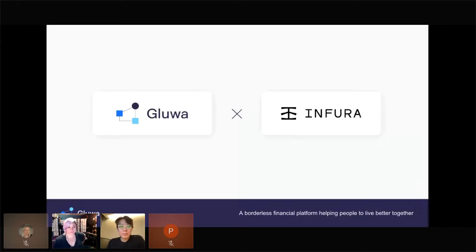Hi, I'm Tay, CEO of Gluwa. I'm happy to be here for Infura's Developer Community Meetup. Fun fact about myself is I'm an art collector, but didn't get to buy an NFT yet. I'm still contemplating the idea. So today I'll cover why Gluwa has chosen ITX over building its own relayer service.